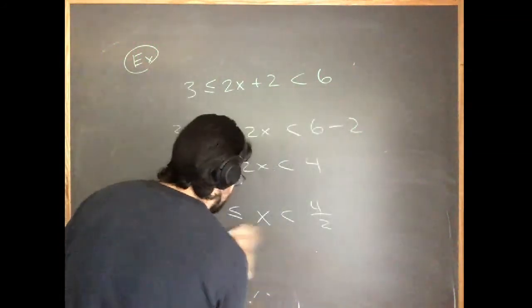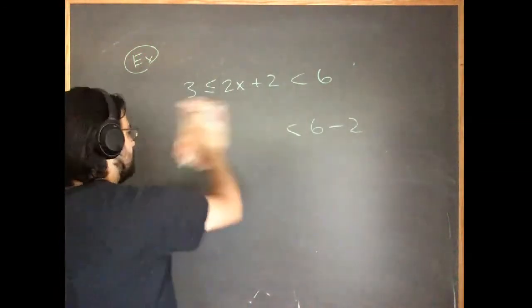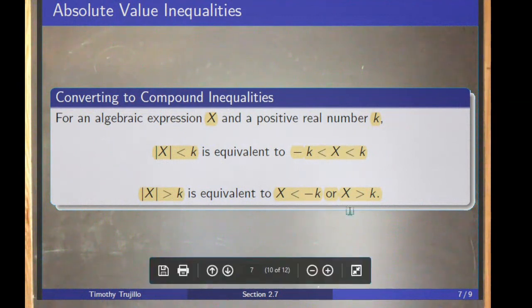Okay, so in the last 5 minutes here, let's talk a little bit about absolute values and how you'll deal with those. And I'll just jump back and remind you of what you have to do. So you'll isolate the absolute value on its own on one side of the equation, and then depending on which of these you have, less than k or greater than k, you'll rewrite it either as a compound inequality like this, or two different compound inequalities together.